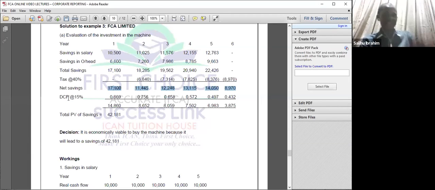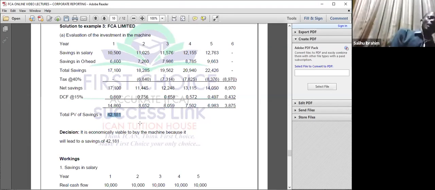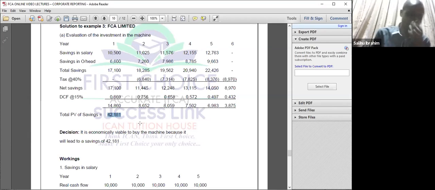We are given the cost of capital there, isn't it? So I will now discount at 15%. I compute my discount factor, then I get my present value. So present value is positive, meaning that if we buy this machine, we are going to save 42,181. Since it's going to lead to savings, I will conclude that FCA should buy the machine because it will increase shareholders' wealth by 42,181.